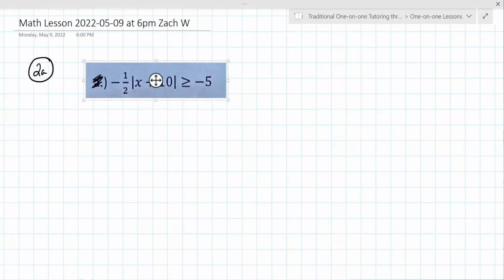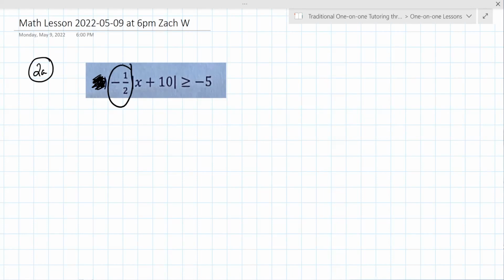All right, so you got an equation here. It says minus 1/2 absolute value x plus 10 greater than or equal to minus 5. I made some comments a while back about if it's greater than or equal to a negative, that could always be true, but you have to isolate the absolute value before you can make that determination. So basically, you need to get rid of this.